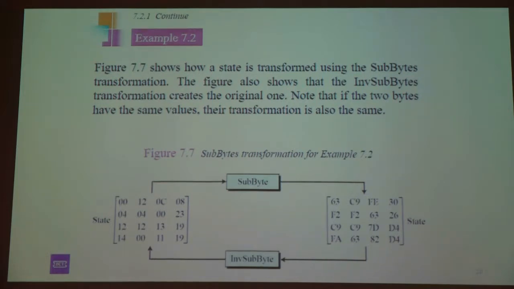Figure 7.7 shows how a state transforms using the sub-byte transformation. The figure also shows that the inverse sub-byte transformation creates the original one. Note that if two bytes have the same value, their transformation is also the same. So if I have FF that transforms to something repeated in your data, it will be the same thing, right? As you see, for example, 04 was transformed twice to F2 and F2. Why? Because it is the same table, right? So that's what we do.